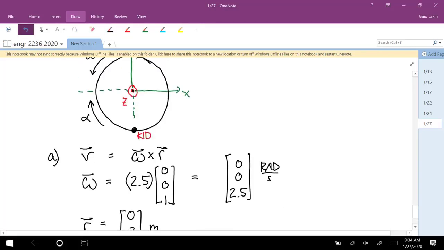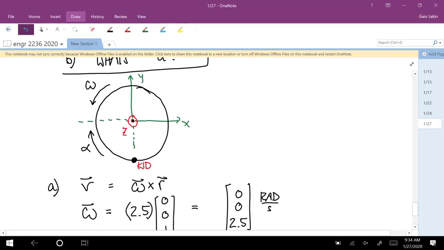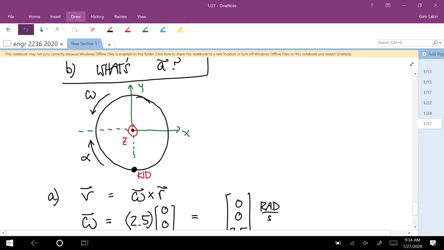Yeah, it's a very powerful thing. Wait till you see the next step. So does it make sense that the kid's velocity at this instant is in the positive x direction? Yeah, that's where it has to be, tangent to the circle in the direction that it's rotating. Yes.